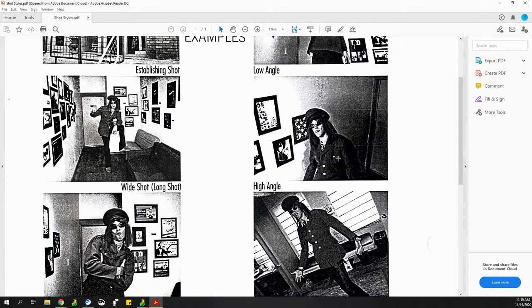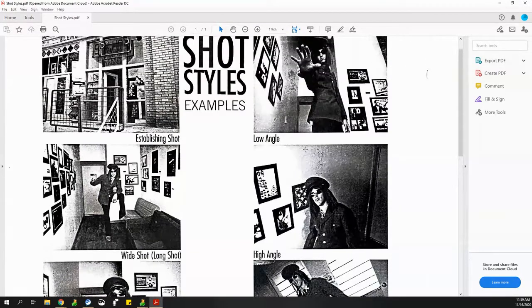And then a high angle. I don't know if you can see this that well, but the camera is above the actor, looking down at the person, and it's supposed to make that person look small, or like they're looking up at something high up in the air. So that's a high angle shot. A low angle is the opposite of that. It's when the camera is down on the ground and looks up at the person.